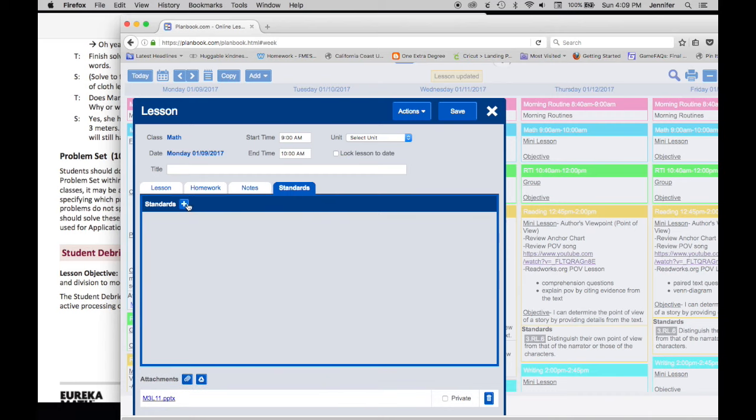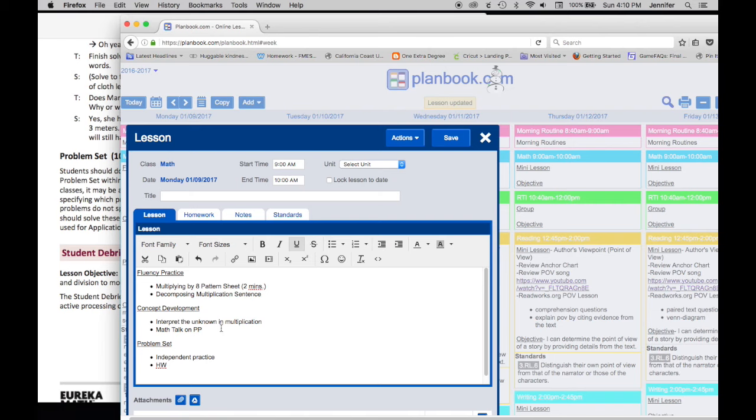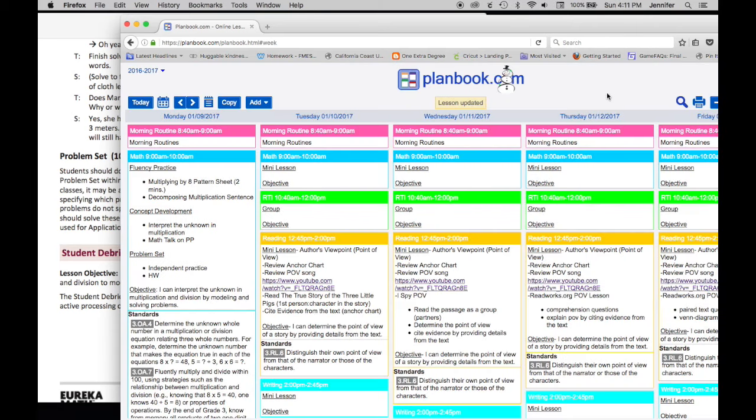Then I'm going to go into my standards and add my standard. The two standards I chose for this lesson were 3.OA.4, which is determining the unknown number in multiplication or division, and 3.OA.7, which is being able to fluently multiply and divide within 100, because they are going to be doing that eights pattern sheet. I'm going to go to lesson and make sure everything looks good. As you can see, this is all I do for math. I'm going to fast forward through the next 4 days. I'm going to do the same exact steps, working my way through the lessons in the Eureka Math program.